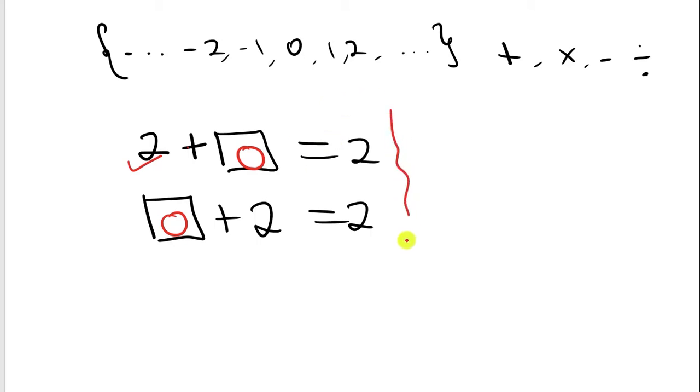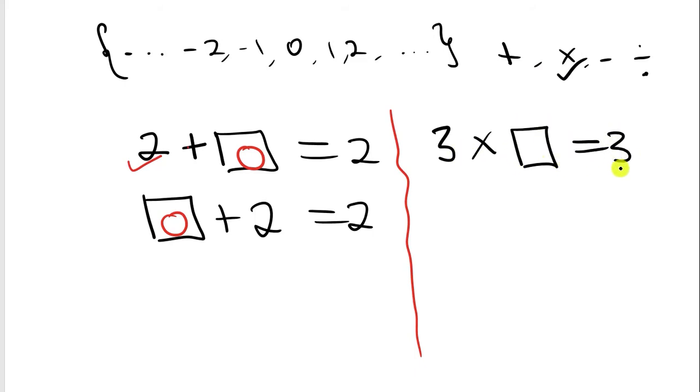Let's consider another scenario. Let's say I'm picking the number 3. I'm using the multiplication operation. 3 times what number will give me 3? Can you guess that? You are correct. It's going to be 1. 3 times 1 is going to give me 3. With the same scenario, what element times 3 is going to give me the same 3? It's going to be the same element, that is 1.